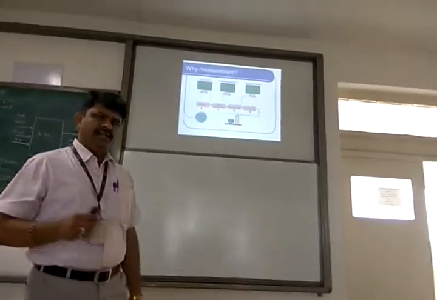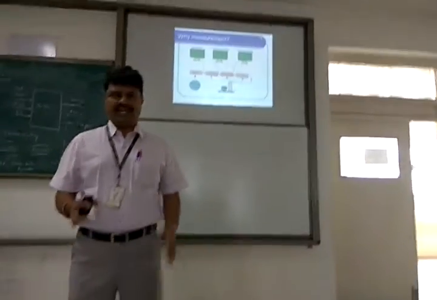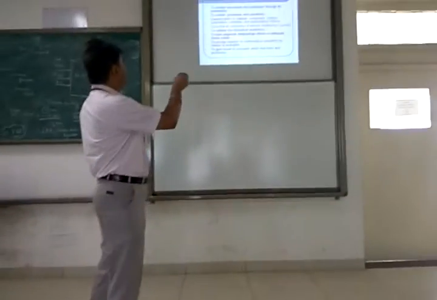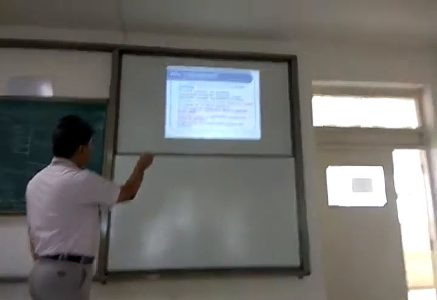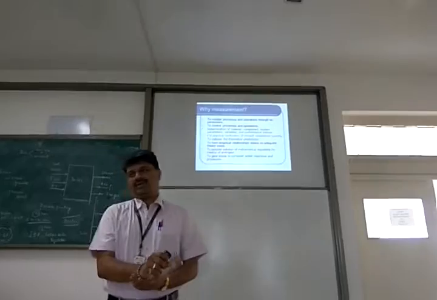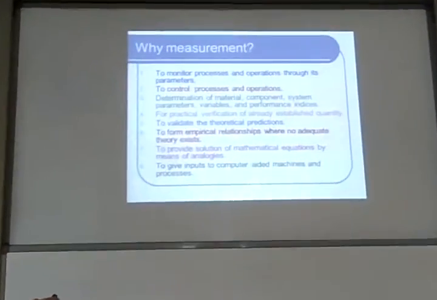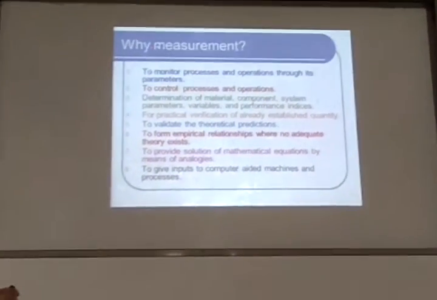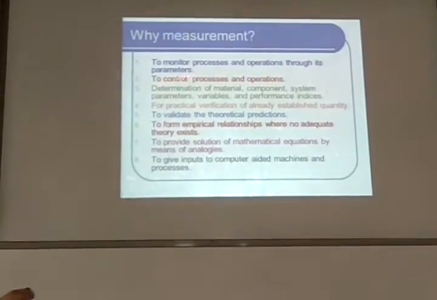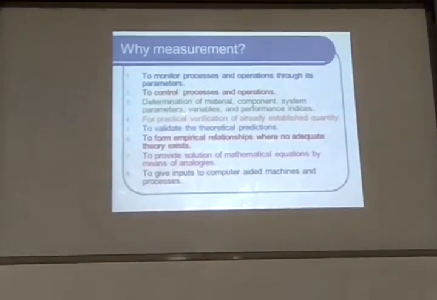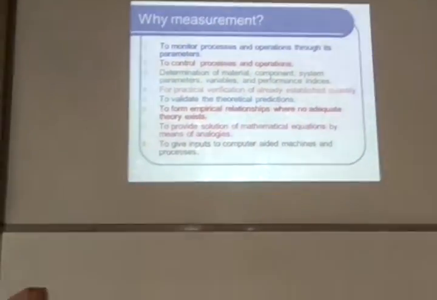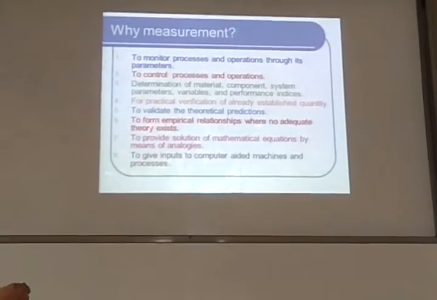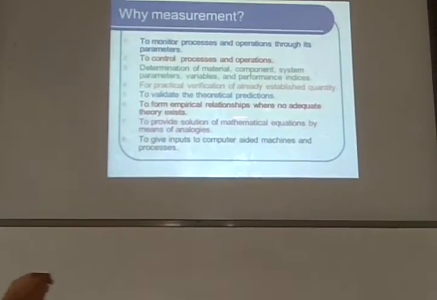And measurement is the input for most control systems. Any control system you want to use, the input comes from measurement. To sum up, these are all the reasons why we should go for measurement. One, to monitor the process, to know the process basically, to control the process and operation, to determine material properties, practical verification of already established quantities and constants, to validate theoretical predictions like the stone which we have thrown up, and to form empirical relationships.